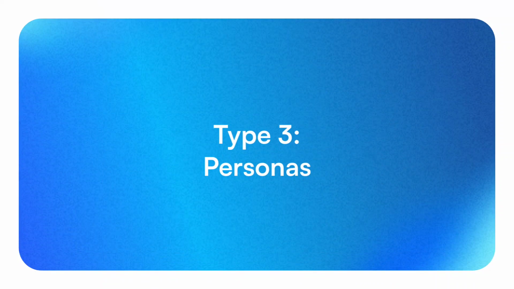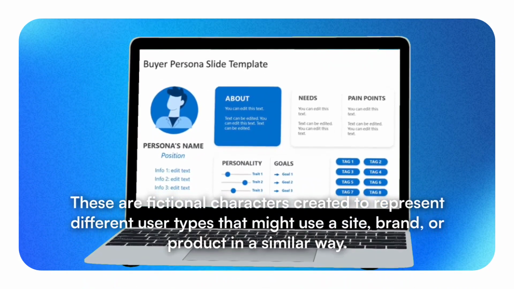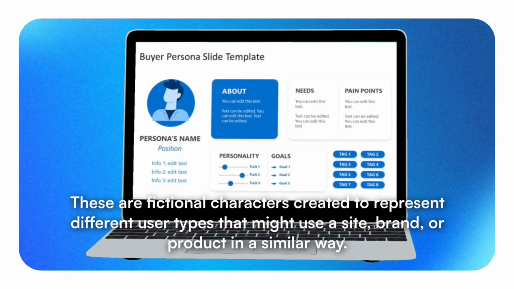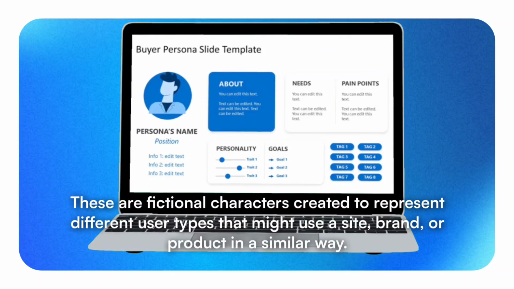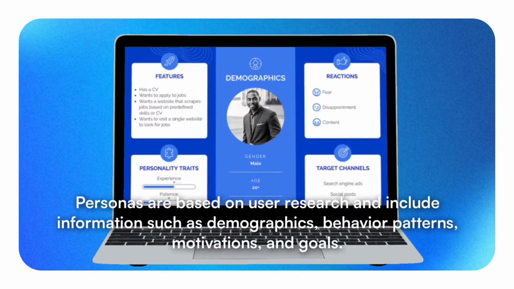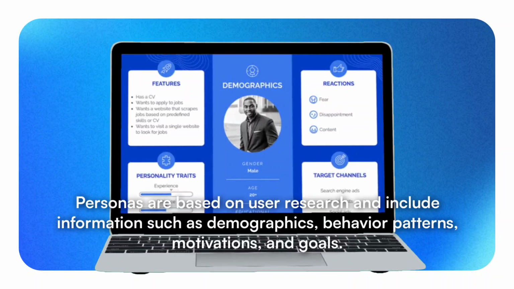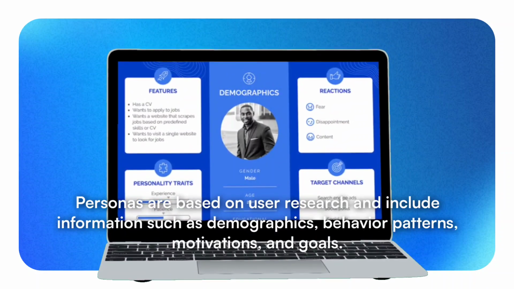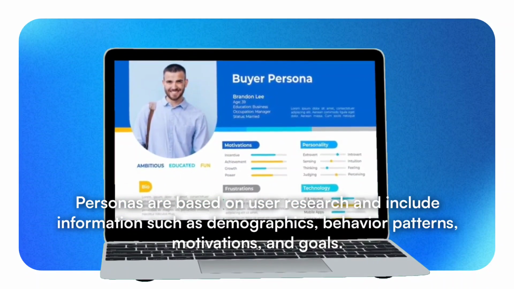Type 3. Personas. These are fictional characters created to represent different user types that might use a site, brand, or product in a similar way. Personas are based on user research and include information such as demographics, behavior patterns, motivations, and goals.